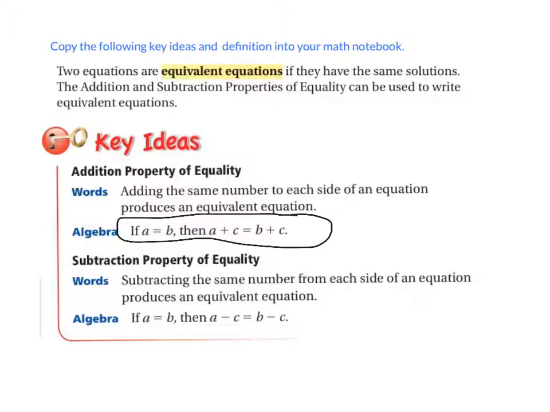Subtraction property of equality. Subtracting the same number from each side of an equation produces an equivalent equation. If A equals B, then A minus C equals B minus C.